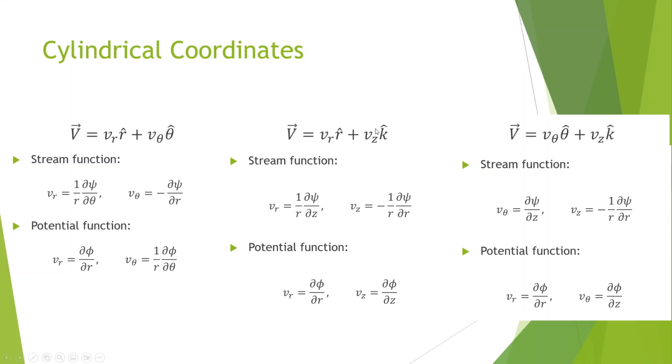This one is if your velocity components are only in r and z. And once again, here are the respective stream functions, potential functions, and then lastly, theta and V_z. Okay.